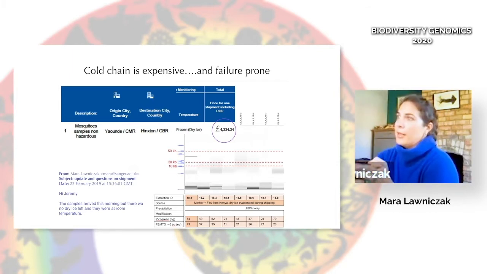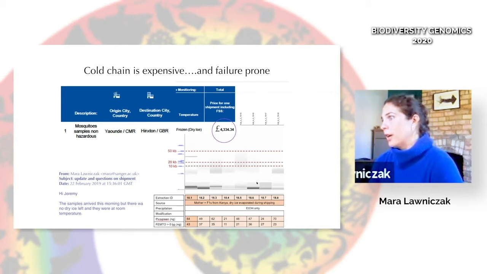I should also mention, not only is it expensive, but even when you do fork out the money, sometimes the dry ice evaporates. And when it does, here's a set of extractions of samples that we received from Kenya, where the dry ice had all evaporated. You can see the DNA is pretty much all less than 10 kb, so pretty useless for what we want to do. So we've been working out a process for getting mosquitoes shipped to us at room temperature and avoiding this cold chain.